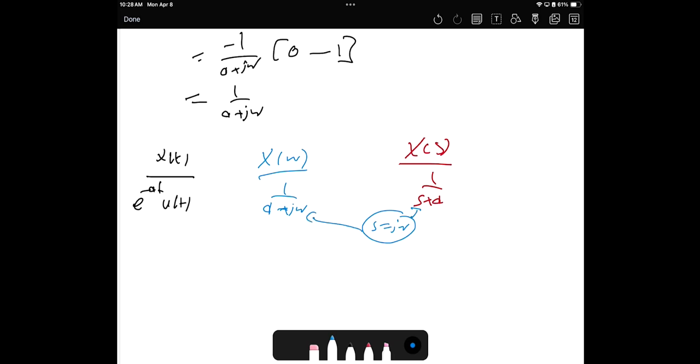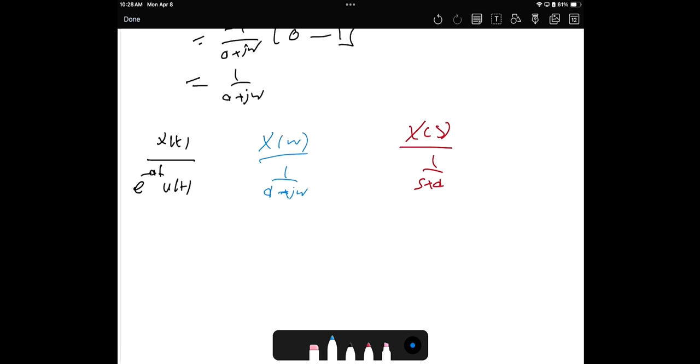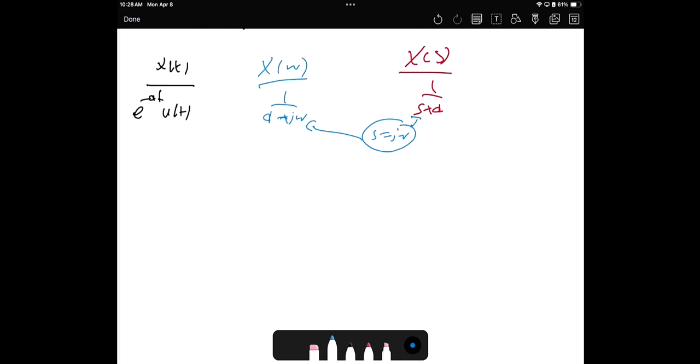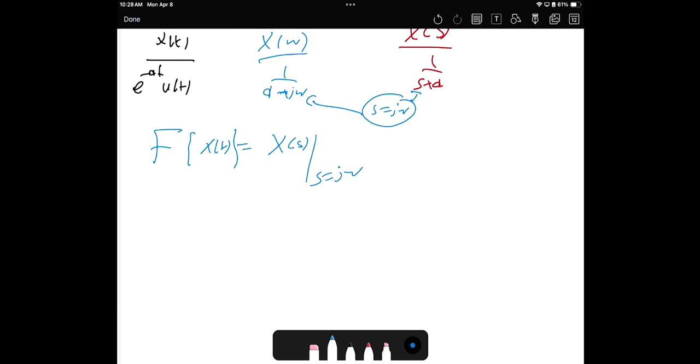So the Fourier transform of x of t equals X of s, substituting s equal to j omega. That's, I would say, method number 2. So we have 1 over (s plus a), substitute s equal to j omega, and it will be 1 over (j omega plus a), or a plus j omega, whatever. That's another way. Any questions?